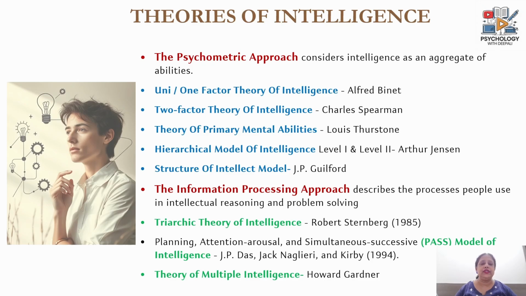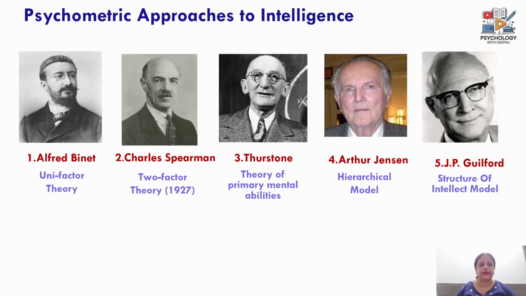In today's video, we will be focusing only on the first theory within the psychometric approach, which is the Unifactor theory. These are the 5 theories I just mentioned under the psychometric approach, each given by a different individual. Alfred Binet gave the Unifactor theory, Charles Spearman gave the two-factor theory, Thurstone gave the theory of primary mental abilities, Arthur Jensen gave the hierarchical model, and J.P. Guilford talked about the structure of intellect model.